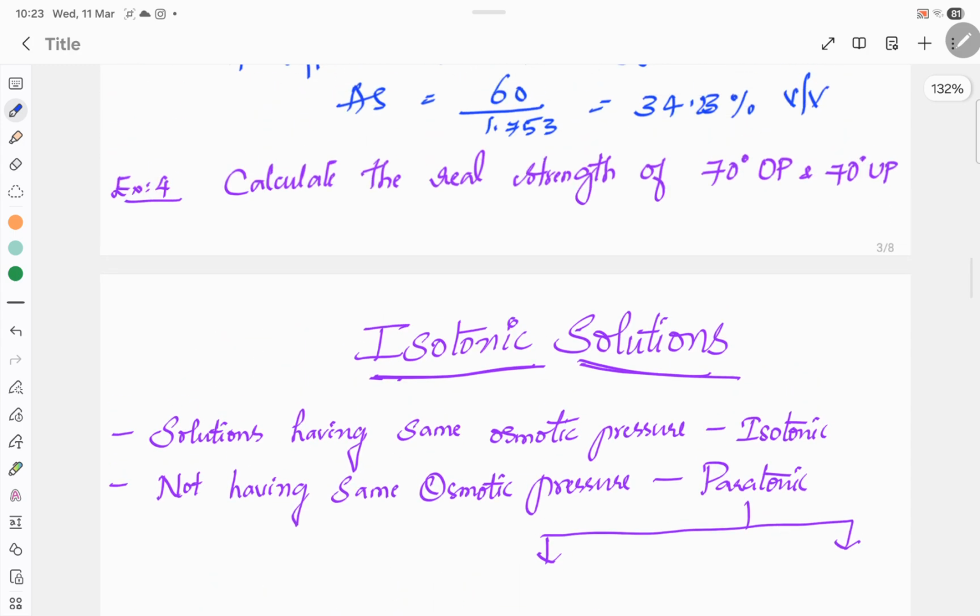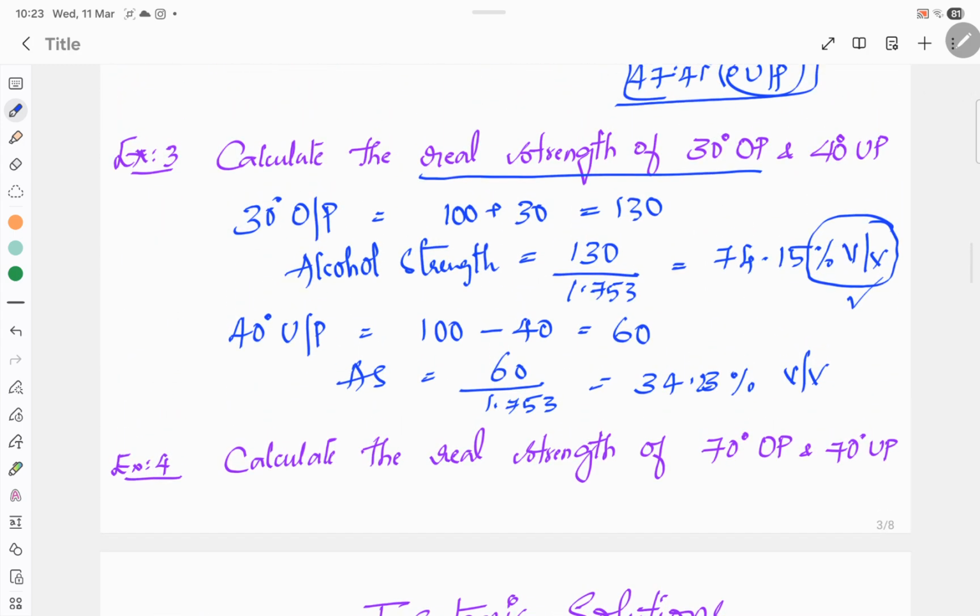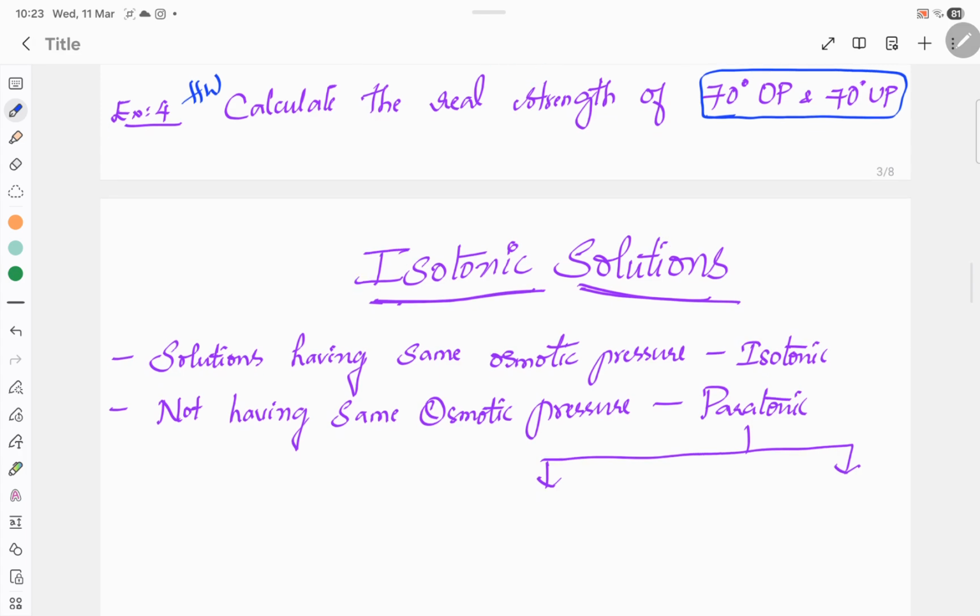70 degree over proof and 70 degree under proof. This one you just try yourself and just comment me the answers that you have got. Okay, so this is a homework for you. Right. Then coming to the isotonic solutions.